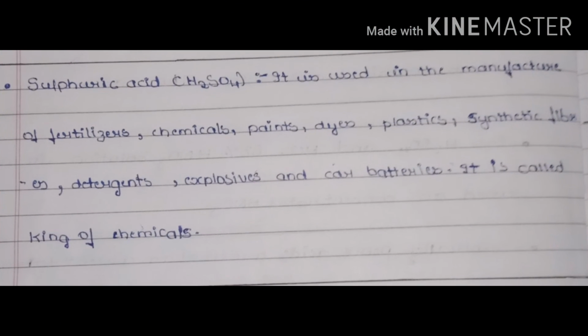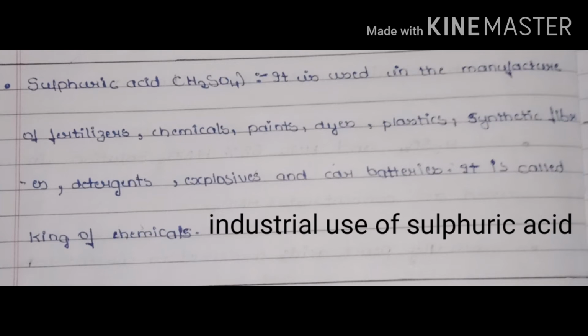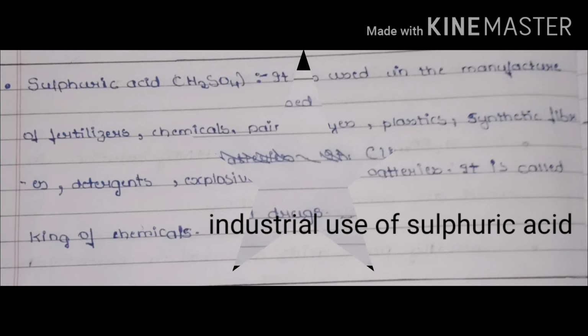Industrial use of sulfuric acid: it is used in the manufacture of fertilizers, chemicals, paints, dyes, plastics, synthetic fibers, detergents, explosives, and carburetors. It is called the king of chemicals.